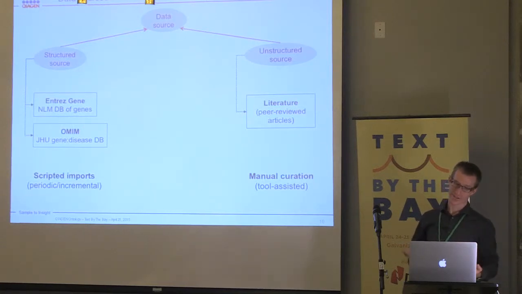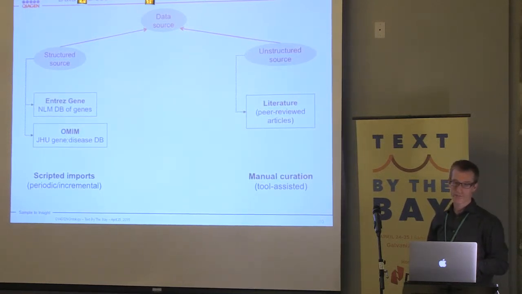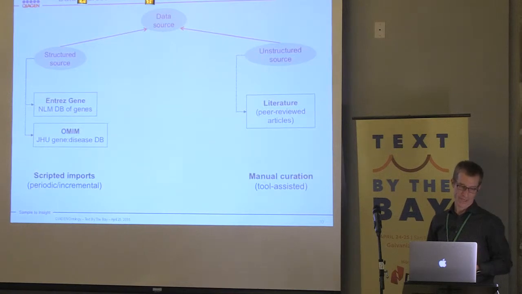Or if it has structure, a given instance has structure, the structure is inconsistent, which is just as bad. So for that, we have a completely manual process. And so this is obviously expensive, but it allows us to curate very sophisticated content.